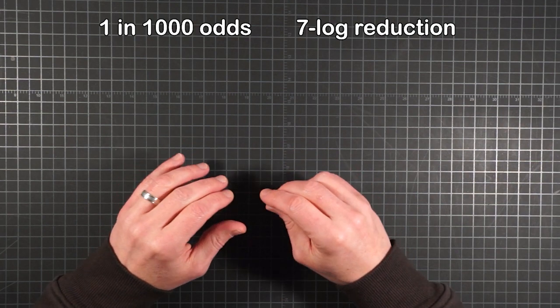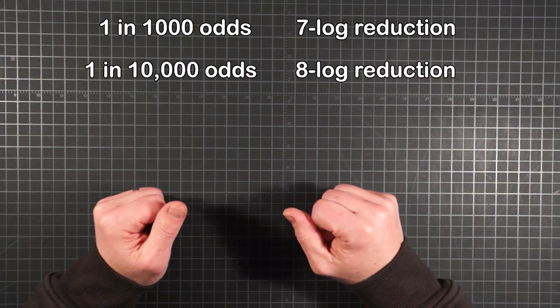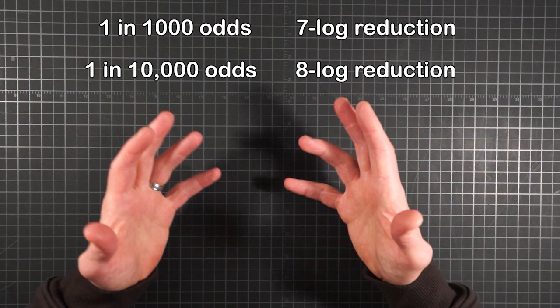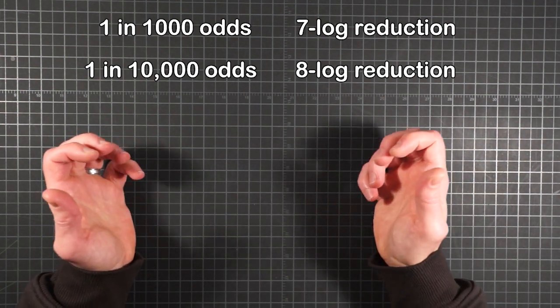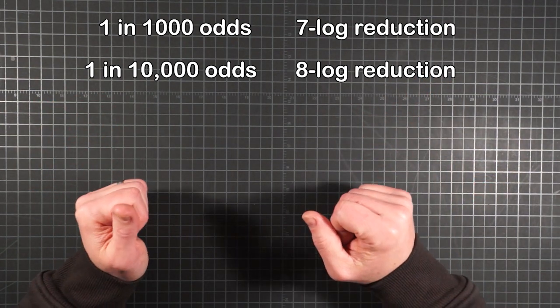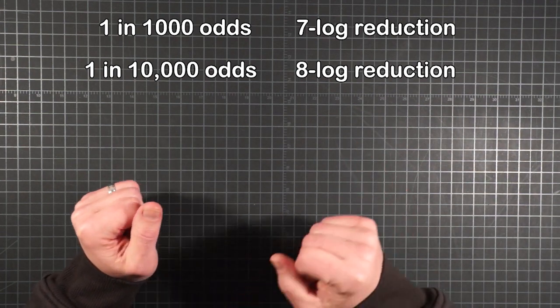So to translate that back to filtration rates, if you are satisfied with 1 in 1,000 odds, look for filters with 7 log reduction. If you prefer the odds of getting a potentially fatal disease to be more like 1 in 10,000, get 8 logs if you can. As it happens, 8 logs are available.